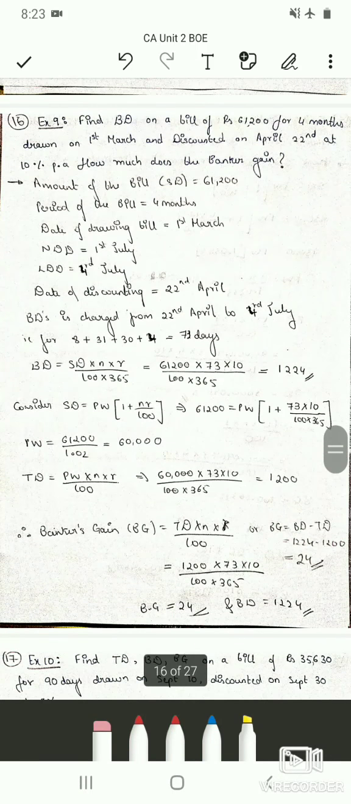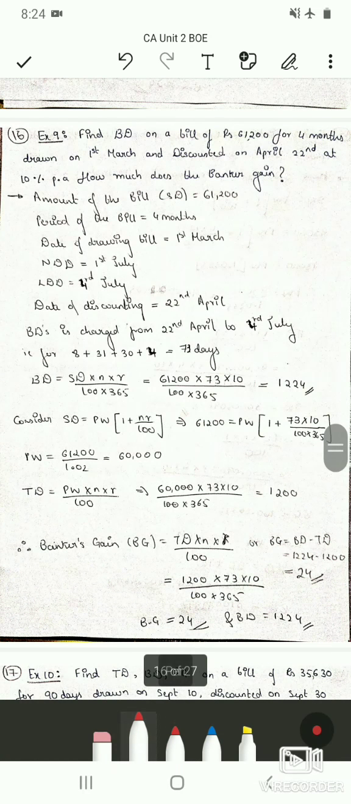So the ninth problem is, find the banker's discount on a bill of rupees 61,200 for 4 months drawn on 1st March and discounted on April 22nd at 10% per annum. How much does the bank gain? So in this question they have asked banker's discount as well as banker's gain.